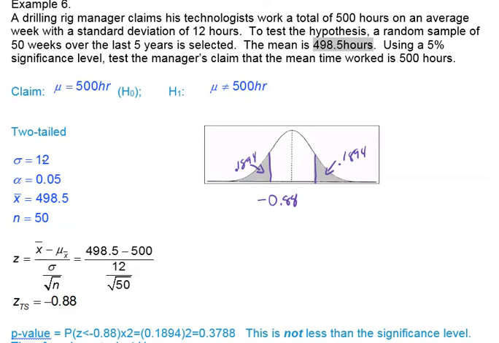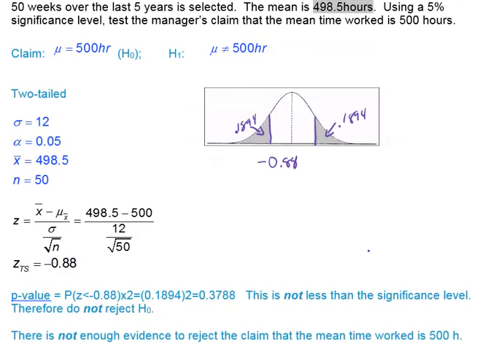significance level of 5%. So remember, our question is: is the p-value less than the significance level? Well, 37% is definitely not less than 5%. So the knots still go together. It's not less, so we do not reject the null hypothesis.